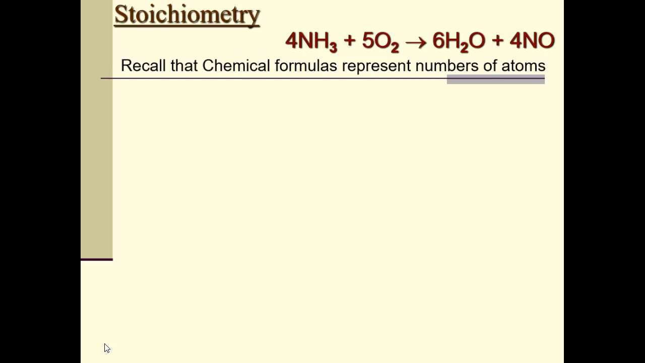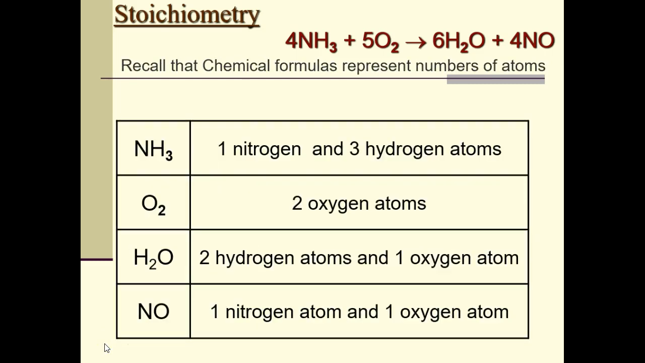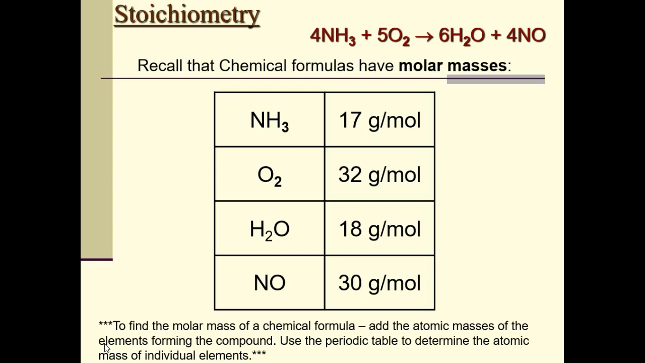Recall that chemical formulas represent numbers of atoms, so that's why we learned how to count atoms. You have NH3, you have 1 nitrogen and 3 hydrogens. That's just kind of review. If you remember, the formulas also have molar masses. So if you break the N and the H3 apart, you end up with 17 grams per mole. That is your molar mass. Oxygen, O2, is 32 grams per mole. H2O is 18 grams per mole, and NO would be 30 grams per mole. Again, we are going to go to 2 decimal places. To find the molar mass, remember you have to multiply across and add down.